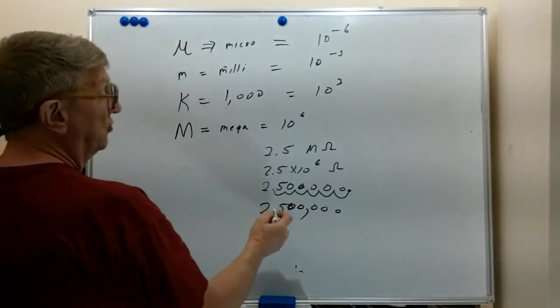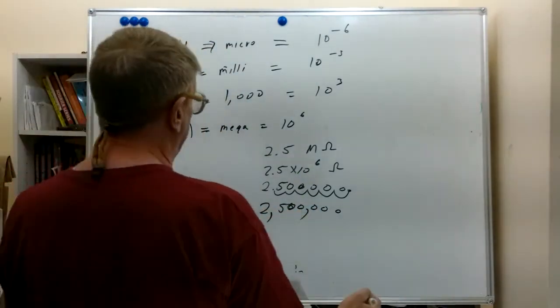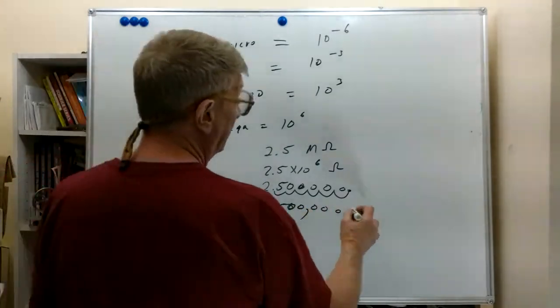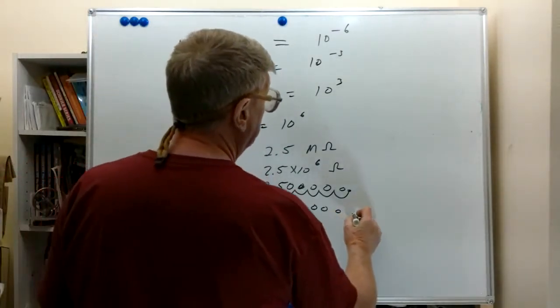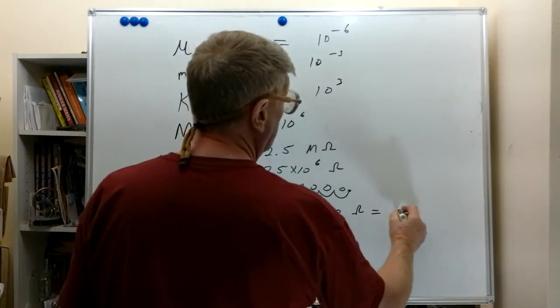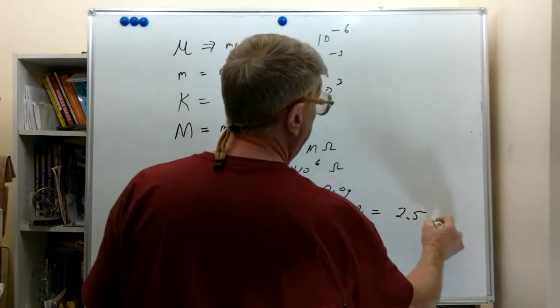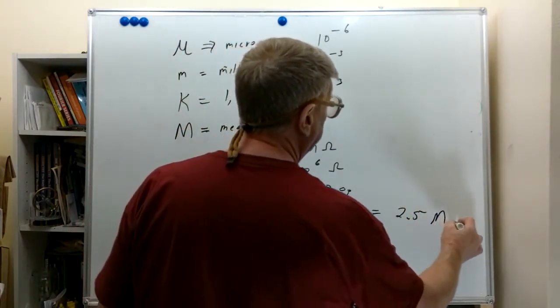So this 2,500,000 ohms is equal to 2.5 meg ohms.